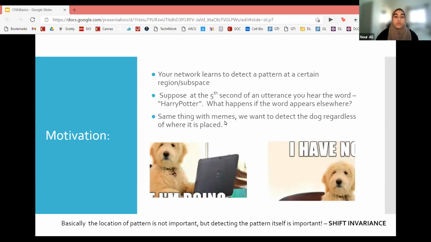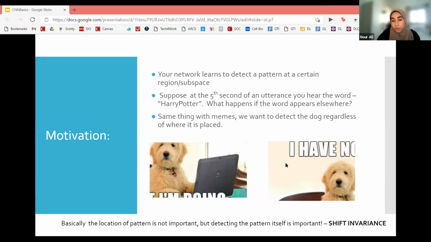So here's the issue. We know that we can build an MLP to detect a certain pattern. However, MLPs are very location sensitive. What does that mean? Suppose you have an audio recording where the word Harry Potter comes exactly at the 5th second, and you're building an MLP to recognize that by training it on a whole bunch of recordings that also have Harry Potter at exactly the 5th second. Now, what if you want to give it a recording that has Harry Potter at the 7th or the 10th second? Would it be able to detect it? The answer, sadly, is no. The MLP is very sensitive to the location of the pattern that it's trying to detect.